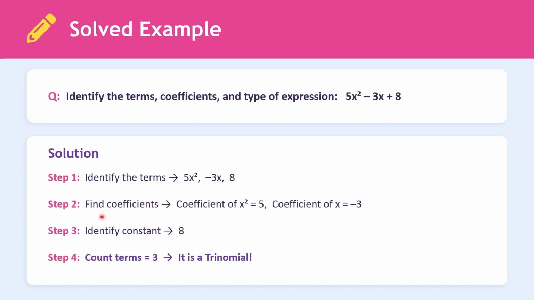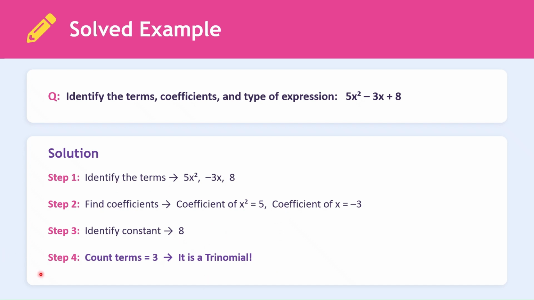Step 2. Find the coefficients. The coefficient of x squared is 5. The coefficient of x is equal to negative 3. Remember to include the sign. Step 3. Identify the constant. The number 8 has no variable, so 8 is a constant term.